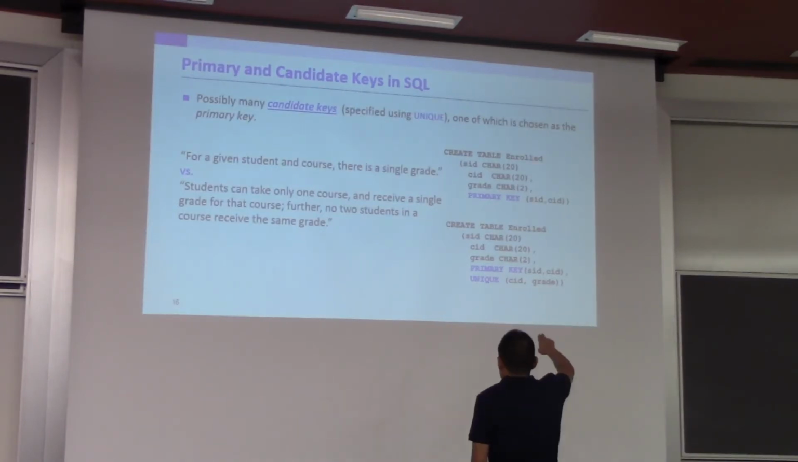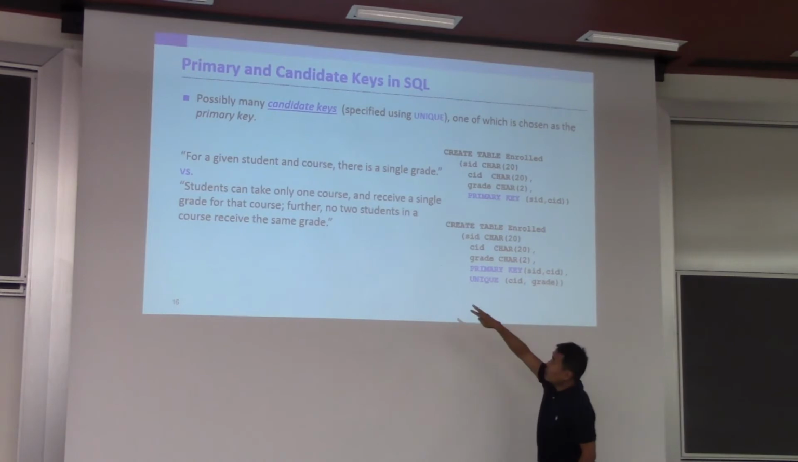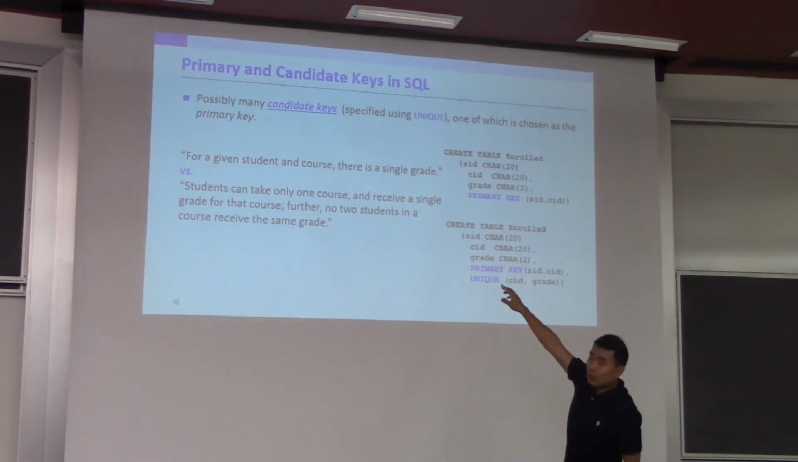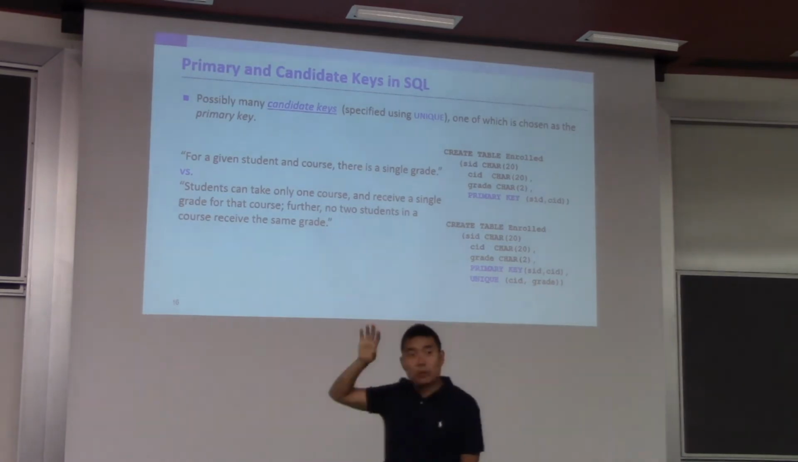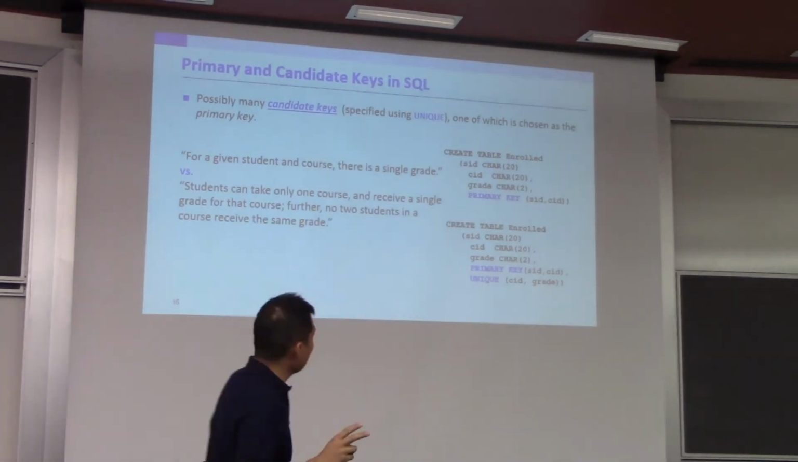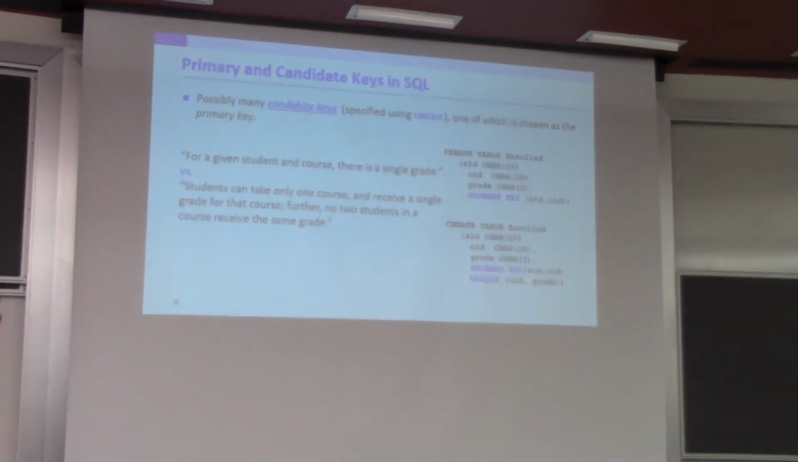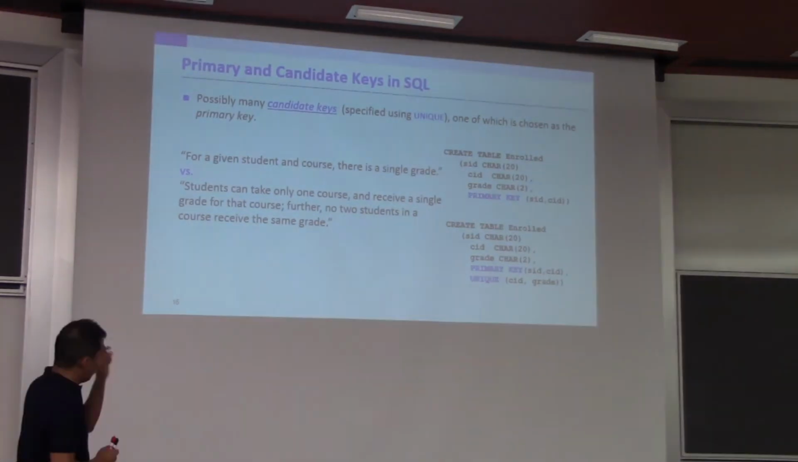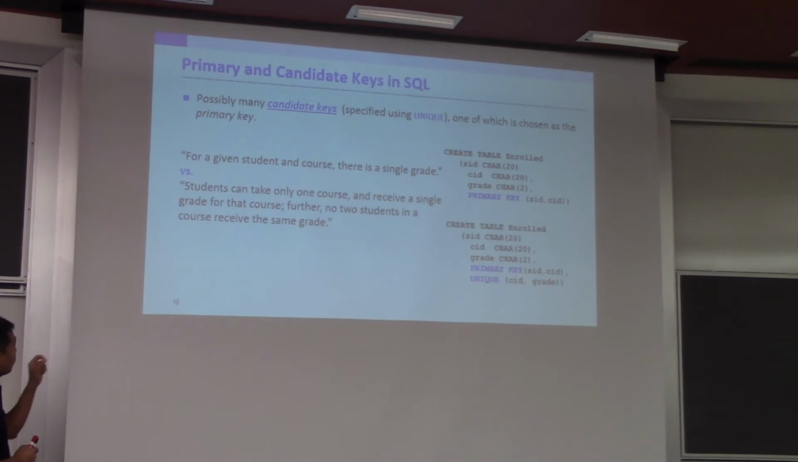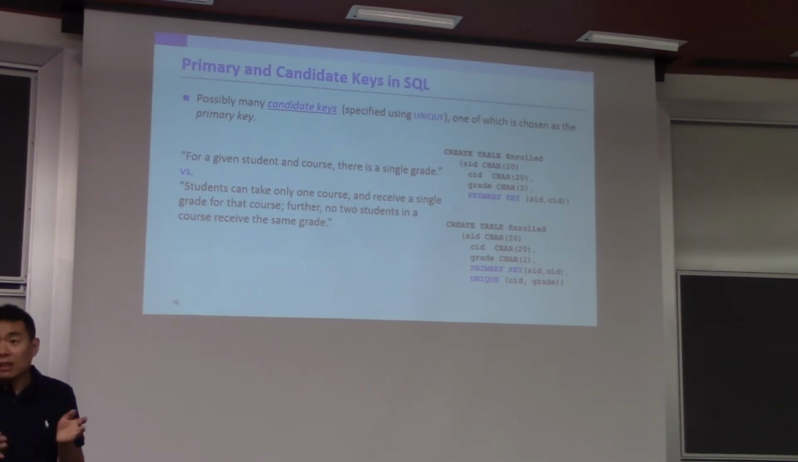Now, what if I also tell you, in addition to the default, which is a student takes a course once, I also give you the additional constraint, let me finish this and take your question. The student can take only one course and receive a single grade for that course. Furthermore, no two students in a course receive the same grade.